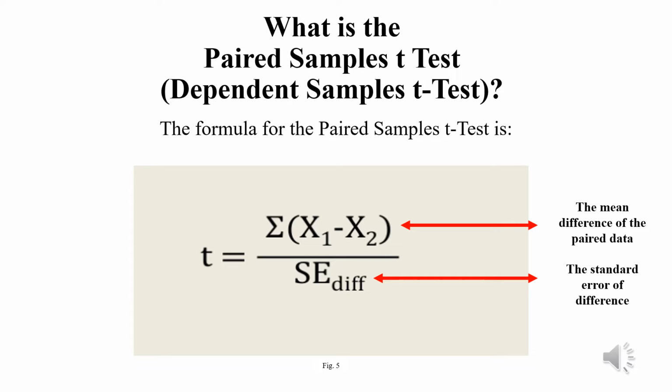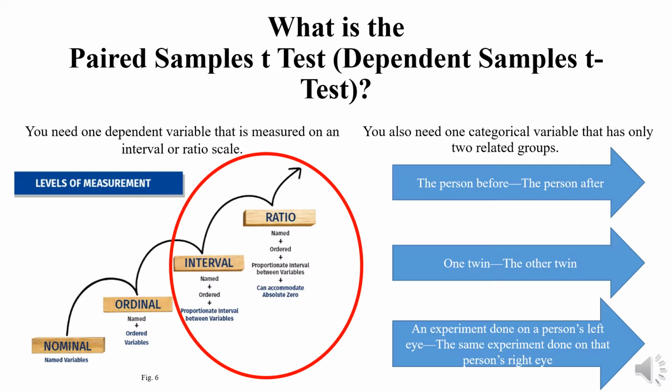Figure 5 shows the formula for the paired samples t-test, where the numerator is the mean difference of the paired data and the denominator is the standard error of difference. Another important characteristic of the paired samples t-test is that it must have one dependent variable that is measured on an interval or ratio scale and one categorical variable that has only two related groups.